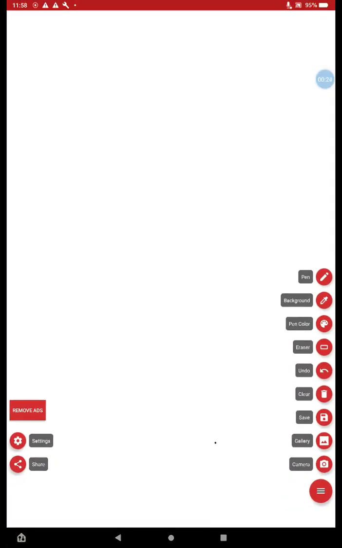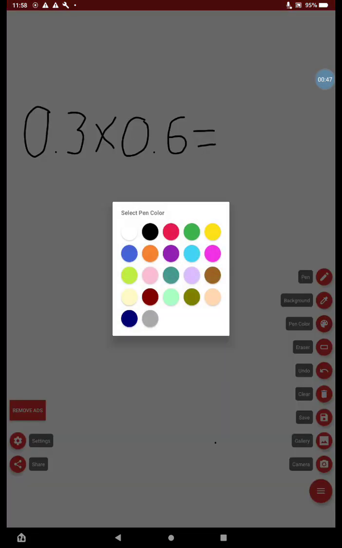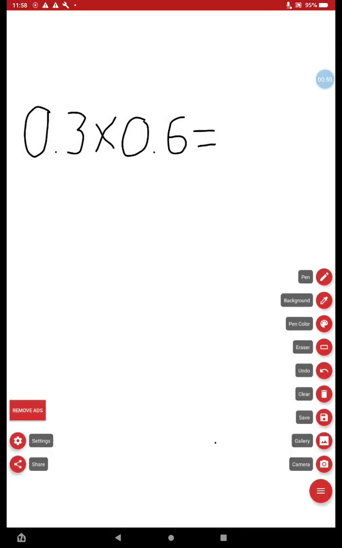Let's take a look at 3/10 multiplied by 6/10. Okay? Now, before you start freaking out and thinking, oh my goodness, how am I going to do this? Remember, just think back to your multiplication facts. What is 3 times 6? Well, it's not hard. That's 18.